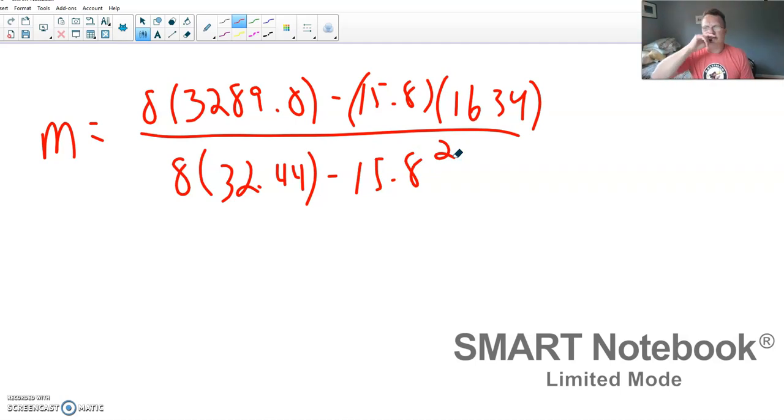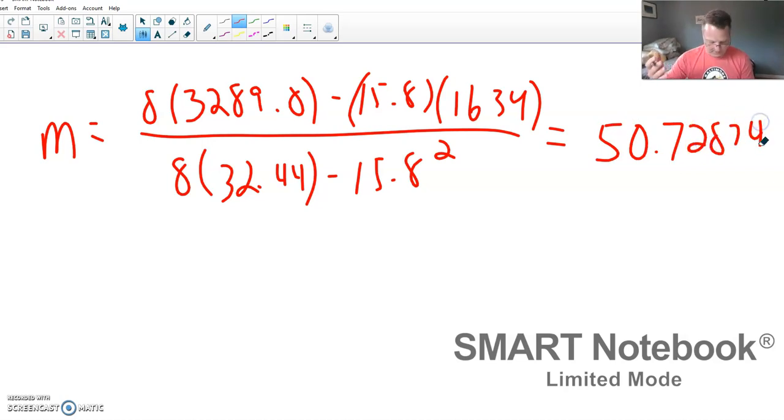Look, I don't care if it takes 2 steps, 3 steps to put it in, as long as you get 50.72874. I don't know, they have it going out for a while. Let's go at least 2-3 decimal places, that is fine. You're going to show me all the work anyway. And then I'll tell you the rule when we get down to the regression equation line. So that's your m, that's the slope.